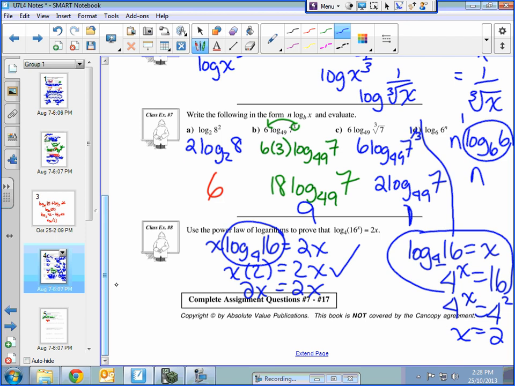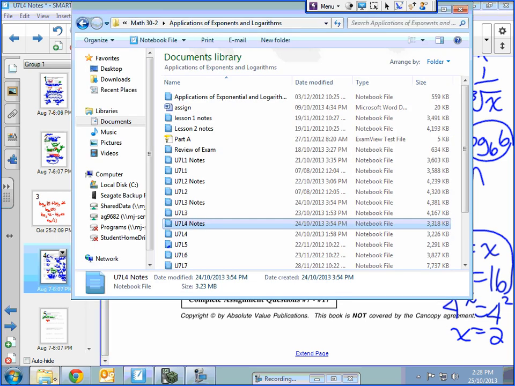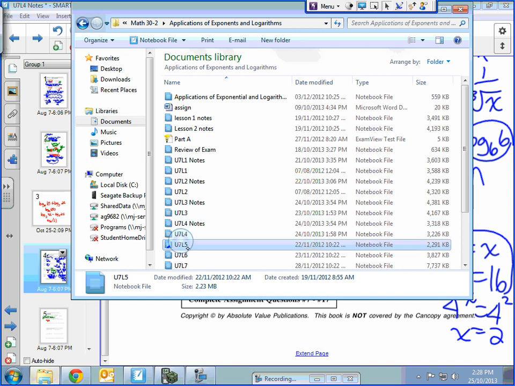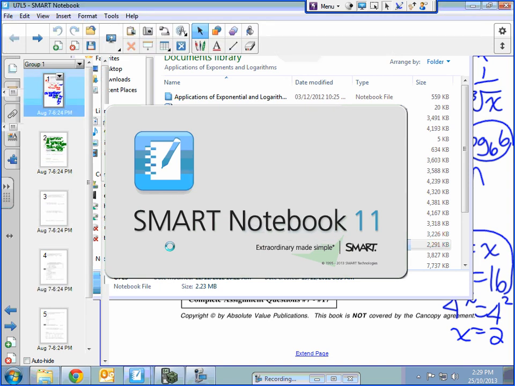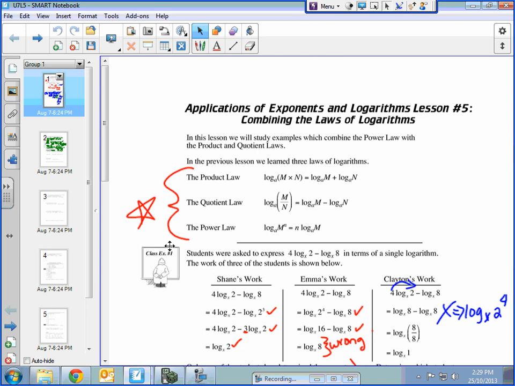Okay, lesson 5 is really quick, so we should be done fast. Oh, wow, it is pretty thick. Lesson 5 is basically a review of all our laws. It's talking about the product, quotient, and power laws. You're going to have to know these.